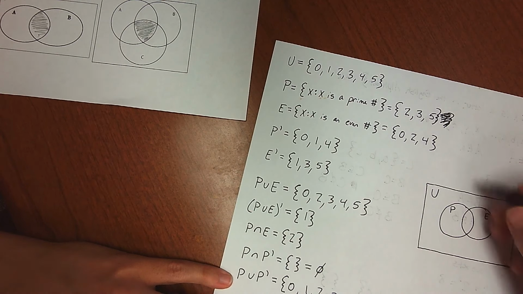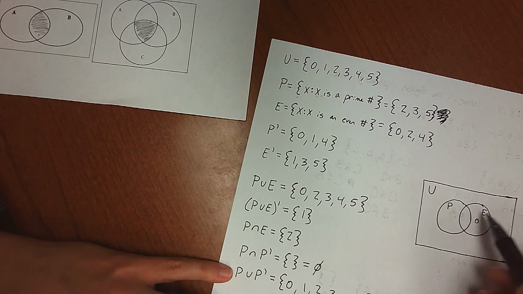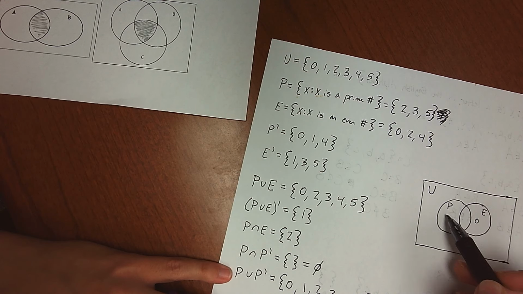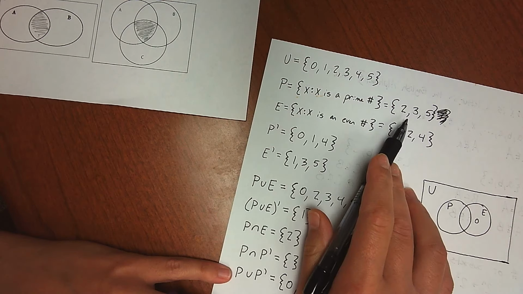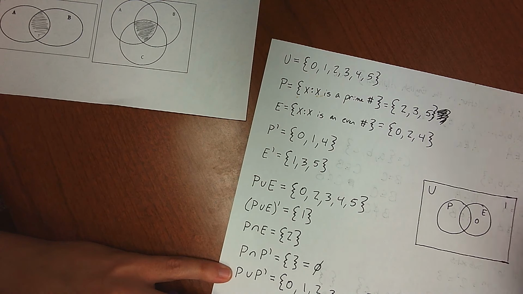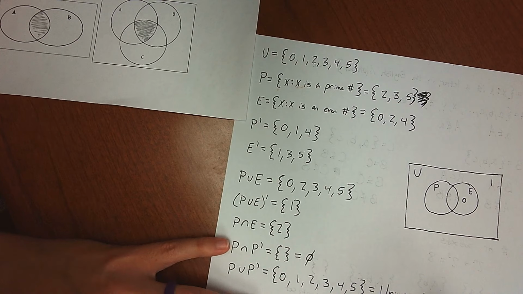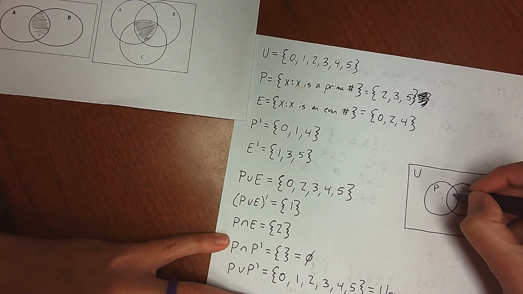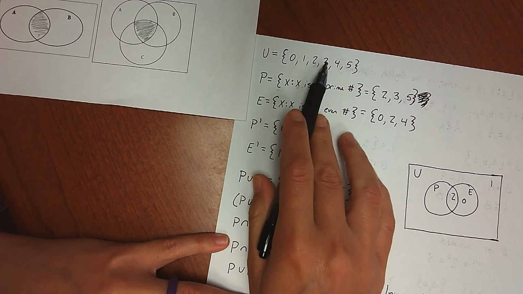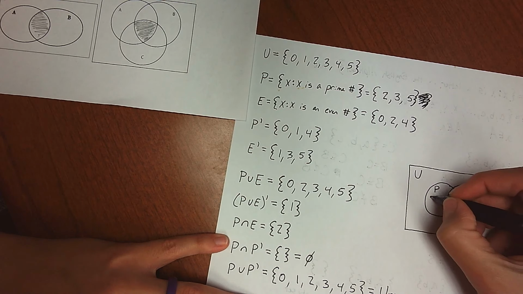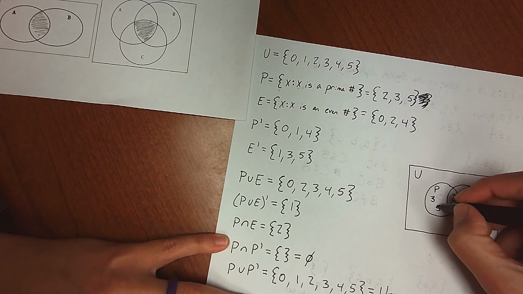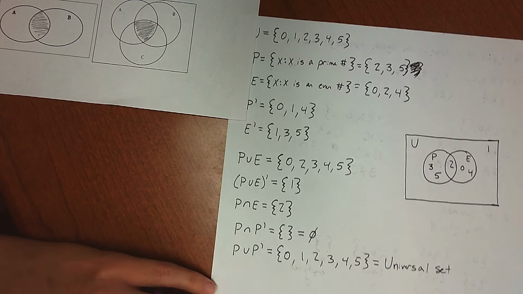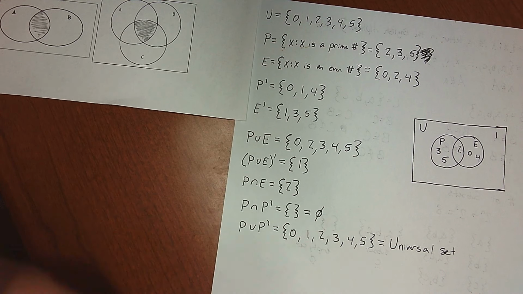0 is in set E, so I'll put 0 in the Venn diagram for E only, not in the overlap, because it can't be in circle P at all. 1 isn't in either, so it's going to go outside of the circles, just in the box, the universal set. 2 is in both, so it goes in the overlap. 3 is in P only. 4 is in E only, and 5 is in P only. All right, so that's day 1 with working with sets and set operations.